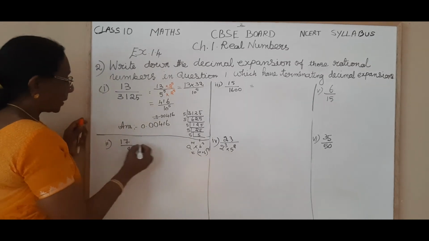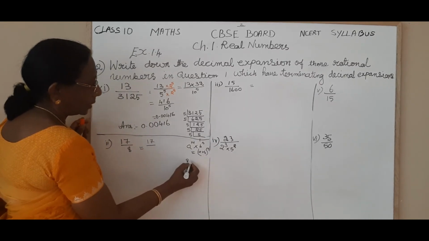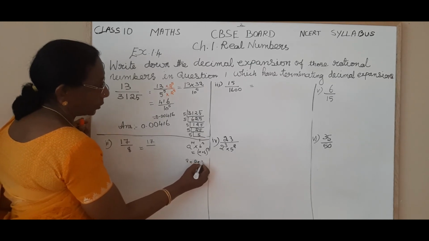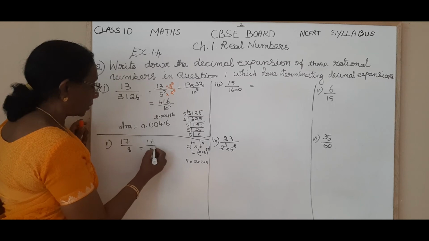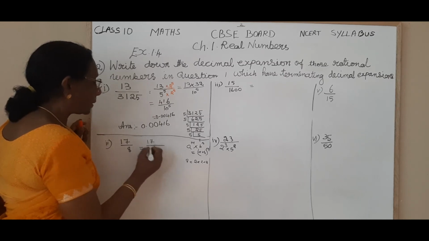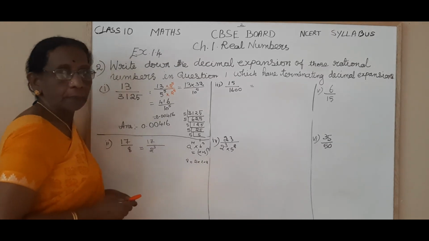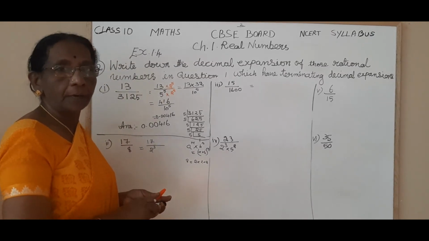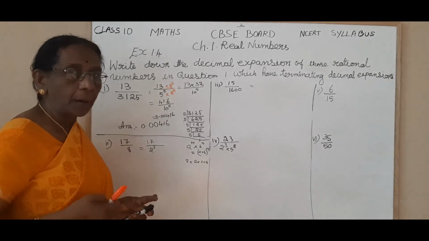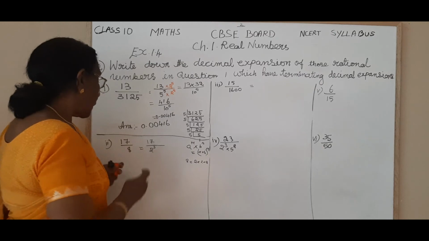What is it? The denominator is what? 8. 8 is equal to what? 2 into 2 into 2. So you can write it as 2 cubed. Now you have the prime factor 2, but which prime factor is missing? 5 is missing. And the power should be the same. Here the power of 2 is 3. So the power of 5 also should be the same. Isn't it? So what should you do?